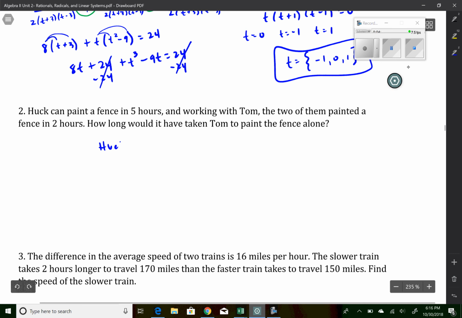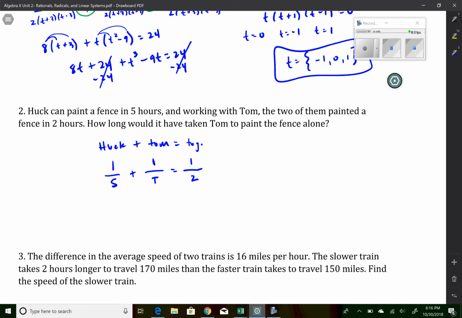So we have Huck's time plus Tom's time is equal to the together time. So Huck can paint one fence in 5 hours. That's his rate, his painting rate. Tom, we don't know. So I'm going to make the variable t for Tom. Together, we know they can do it in 2 hours. One fence in 2 hours. So essentially, I'm using the rate of fence per hours. Right? If it said Huck can paint 2 fences in 5 hours, I would have made the numerator 2. But luckily for us, it's usually always 1.